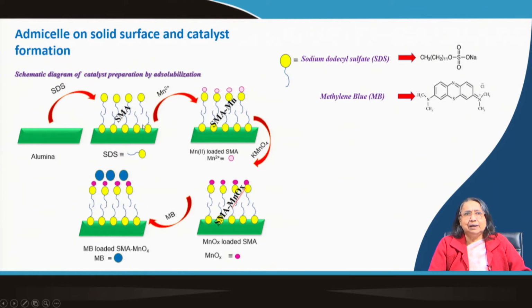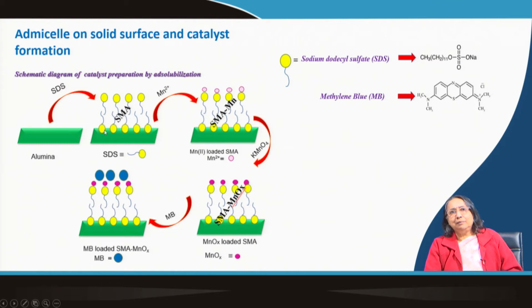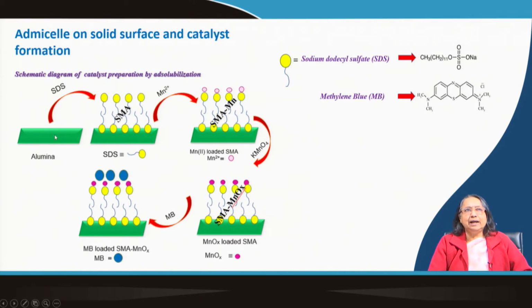On the micelle it is happening, but the micelle is adsorbed on the solid surface. This type of micelle is not a spherical micelle, but is adsorbed on the solid surface. That is why it is called an admicelle. Admicelle means adsorbed micelle. Here you can see that the hydrophilic end of the surfactant is facing toward the solid surface. This is the alumina surface. Alumina depends on the pH ZPC.